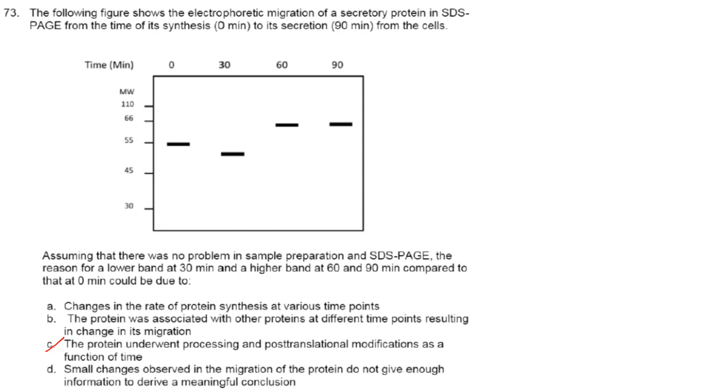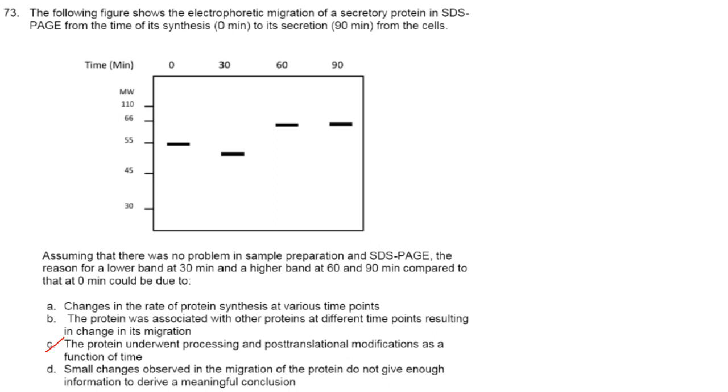Then next one. The following shows the electrophoretic migration of a secretory protein in SDS-PAGE from the time of its synthesis, that is 0 minutes, to its secretion at 90 minutes from the cell. Assuming that there is no problem in the sample preparation and SDS-PAGE, the reason for the lower band at 30 minutes and a higher band at 60 minutes and 90 minutes compared to that of the 0 minute is due to? It can be due to any post-translational modification like phosphorylation of serine, threonine and tyrosine, or sulfation of tyrosine, or even glycosylation. It will slow down the mobility of your protein in the SDS-PAGE.